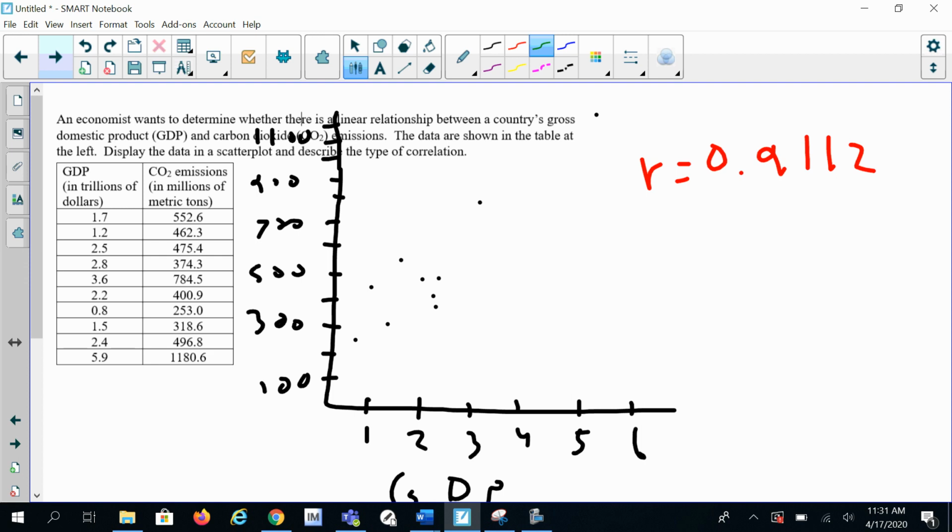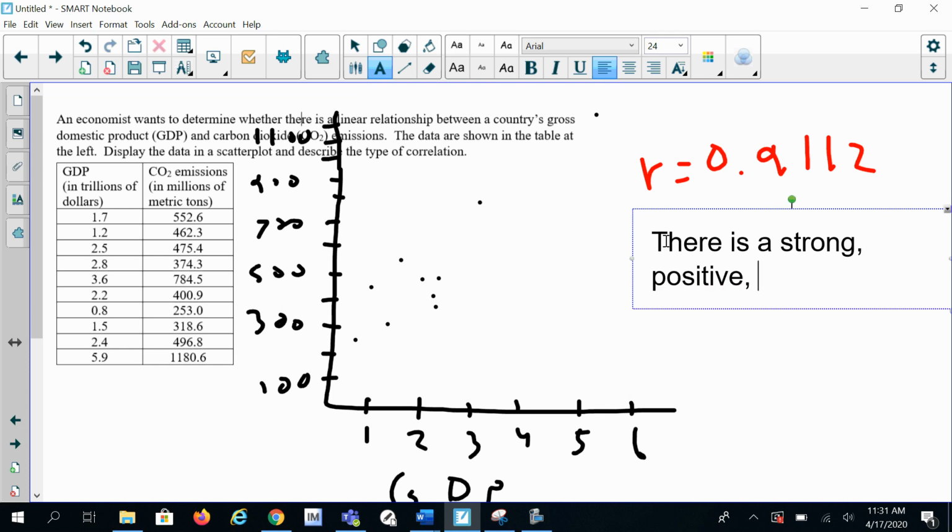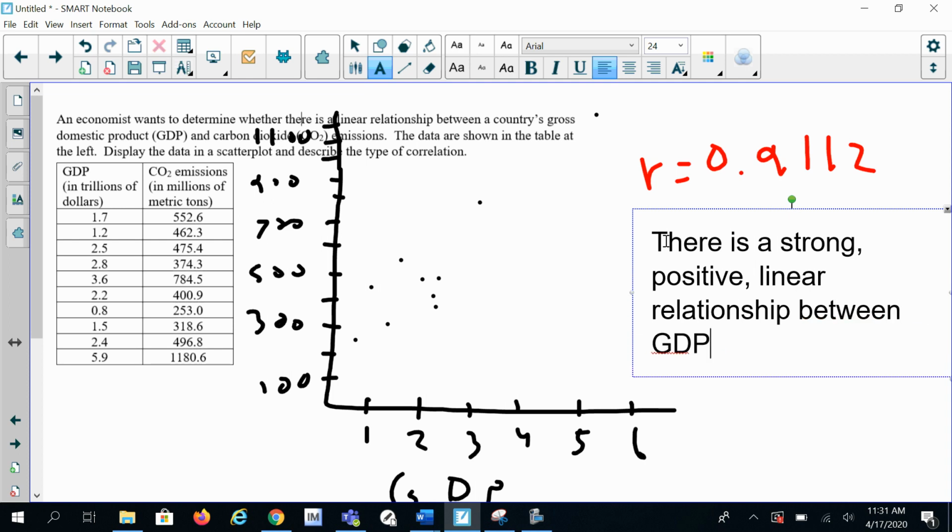So when we interpret the correlation, which you will have to do, we would type there is a strong, because 0.9112 is pretty close to 1, positive, because 0.9112 is positive, we also saw that positive trend, linear relationship between GDP and CO2 emissions. And we just interpreted the correlation.